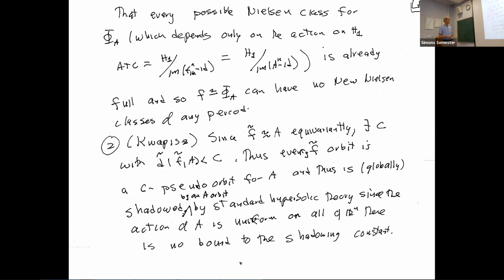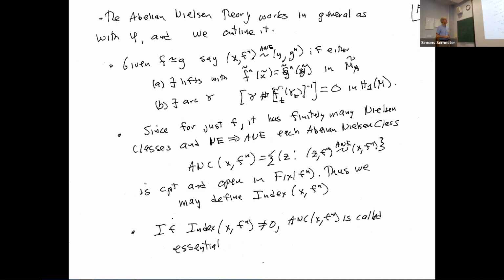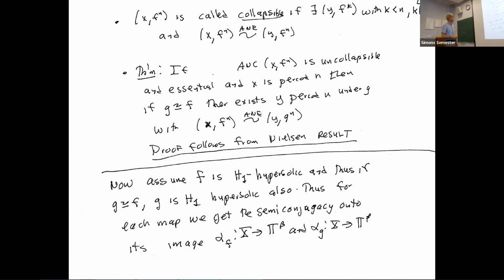So what does that mean? It means that every lift of F, every orbit of F tilde, is in fact a pseudo-orbit for A. Now you're in this nice homogeneous cover. Everything is hyperbolic, so there are no bounds on your shadowing constants in standard hyperbolic theory. So every orbit of F, which is a pseudo-orbit of A tilde, is globally shadowed, or shadowed in the cover, which is the same as globally shadowed. So you can think about it this way too, as to why the theorem is true. And then you have to turn global shadowing into a map. So that's Franks' theorem.